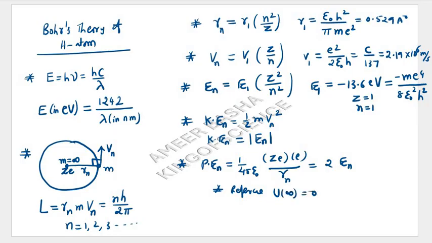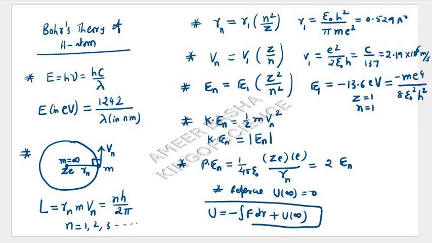Generally, if you want the potential energy, U is equal to the integration of f dr plus some reference potential. As we have taken the potential energy at infinity to be 0, it is simply U equal to minus the integration of f dr. So these expressions are very, very essential. You need to remember them for quick solving of problems.